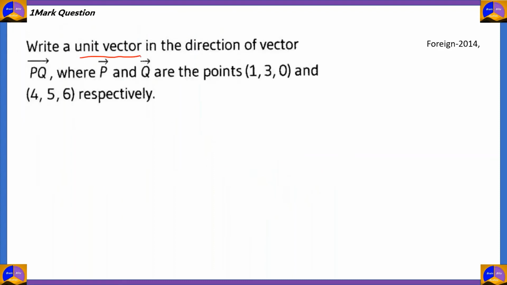Find a unit vector in the direction of vector PQ, where P and Q are the points 1, 3, 0 and 4, 5, 6, respectively.